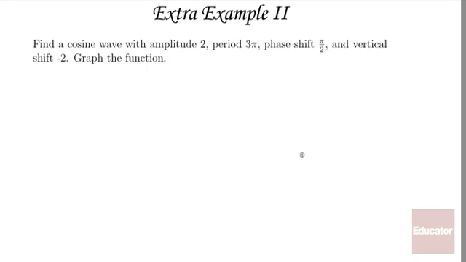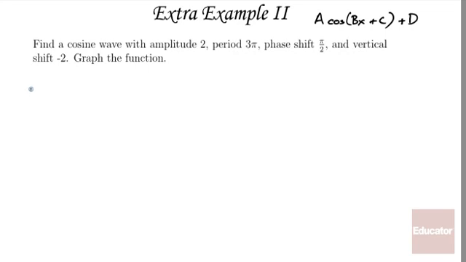Now, we're being asked to find a cosine wave, and we're being given the attributes, but we're not given the equation. So we sort of have to reverse engineer the equation from these attributes. So again, remember the equation we're going to go for is a cosine(bx + c) + d, but we don't know what a, b, c, and d are.